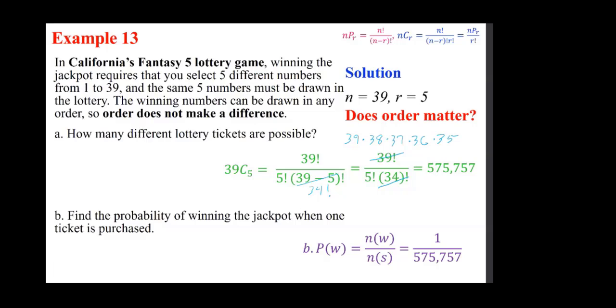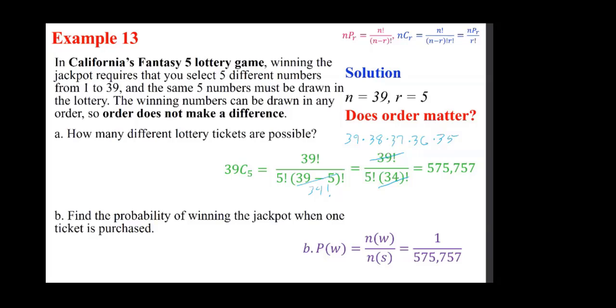Okay, so you multiply those numbers, you divide by 5 factorial, or you can write the 5 factorial as 5 times 4 times 3 times 2 times 1. Do the simplification, get rid of the denominator and come up with the answer.